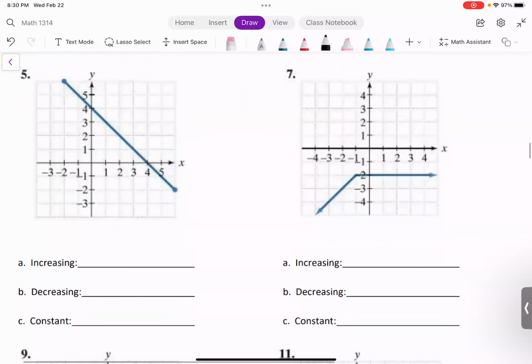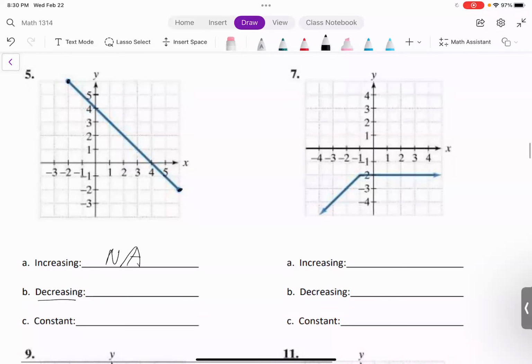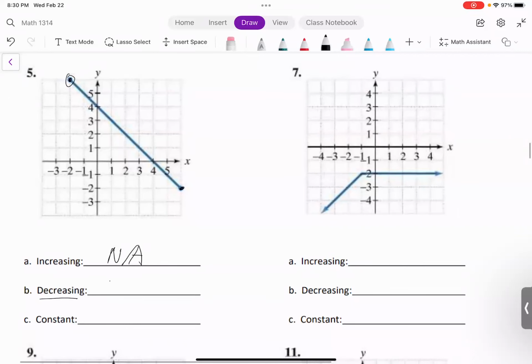Let's see the next one. So the next one is a segment. It's a decreasing segment. It's a line. So is there an increasing interval? No. Yes, we have a decreasing interval. The starting point is here and the end point is here. So the x value for this point is -2. The end point, x value is 6. So we use parentheses containing these two numbers. Constant, no constant.